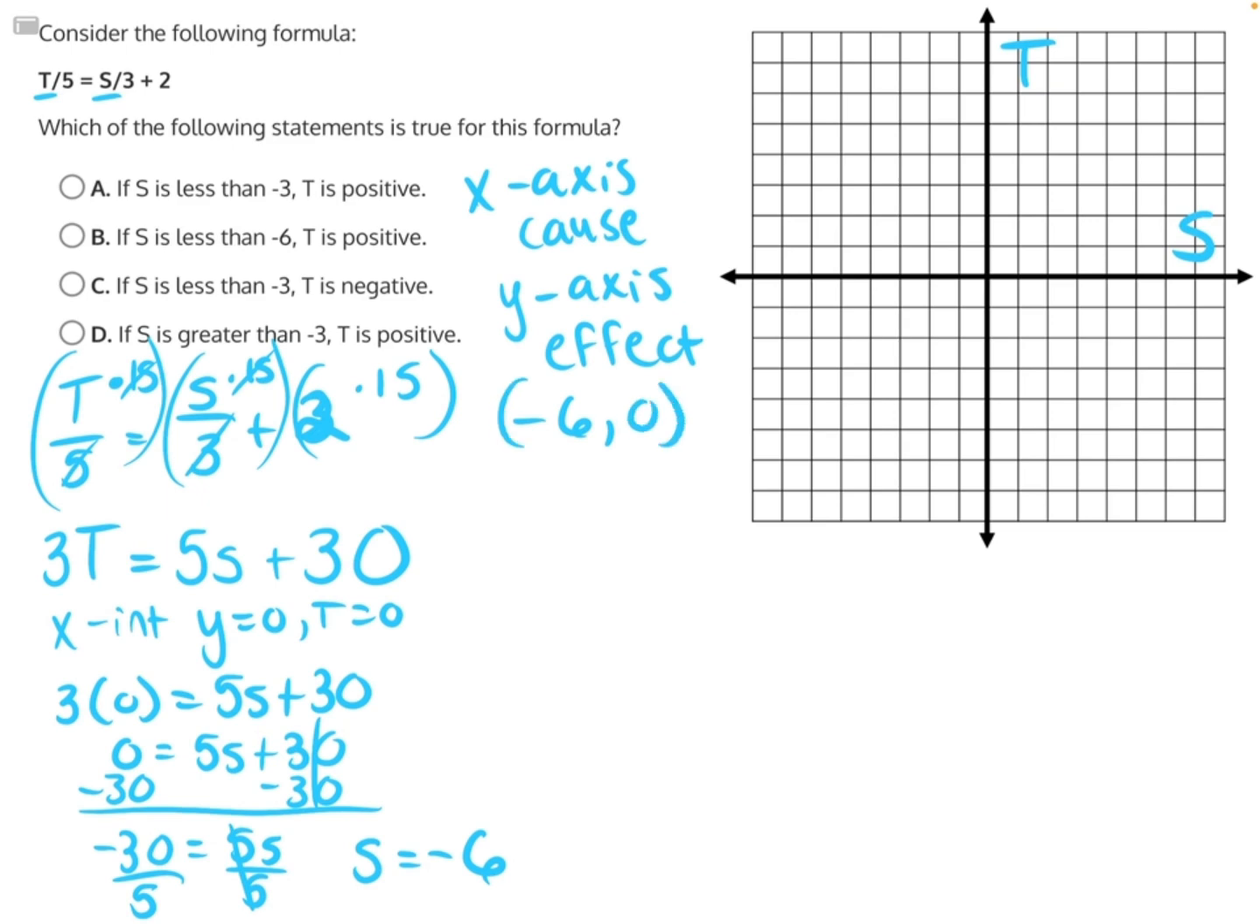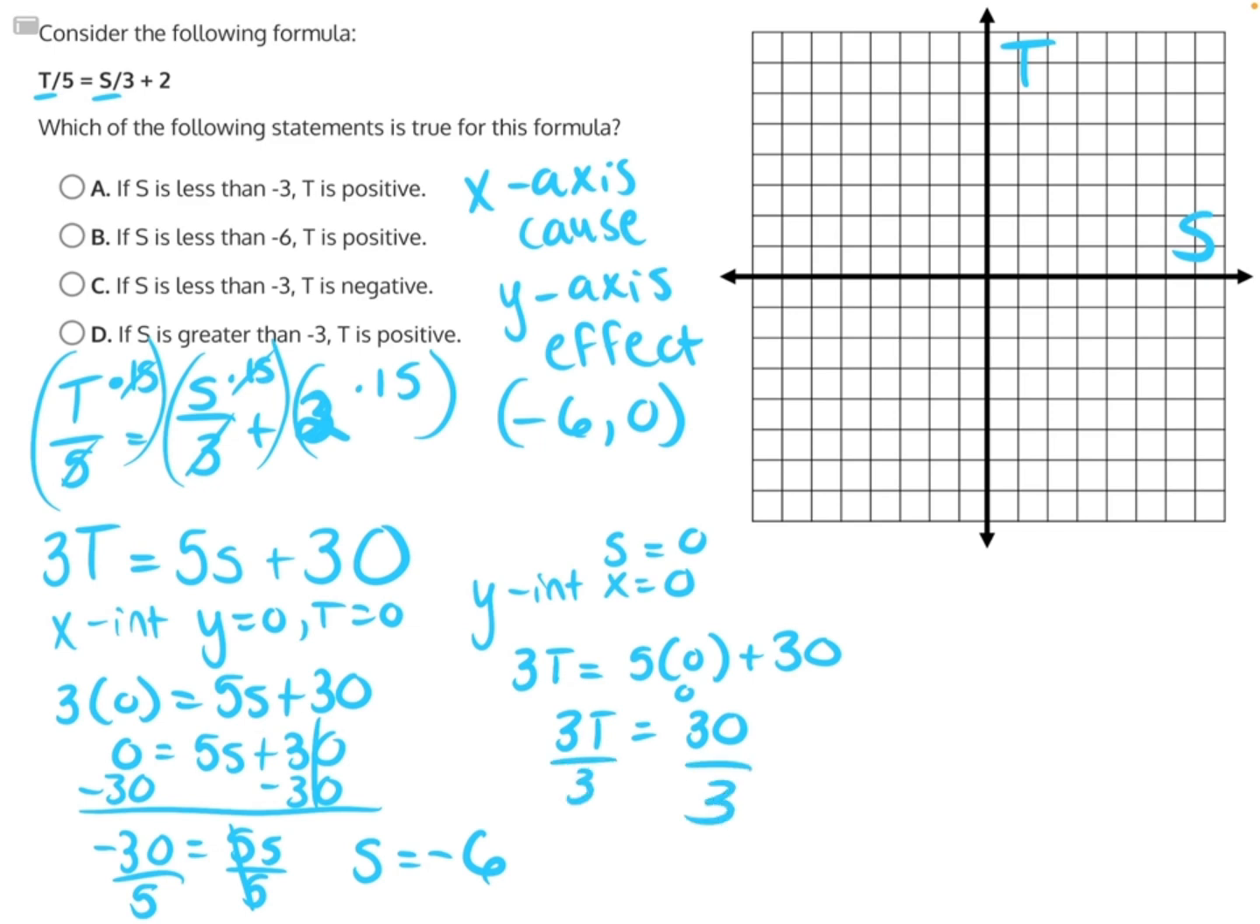Negative 30 divided by 5 will give us s equals negative 6, or the coordinate point negative 6, 0. Then we need to do our y-intercept. Our y-intercept is when x is going to equal 0, or in this case, when s is going to equal 0. So let's plug that in. 3t equals 5 times 0, plus 30. 5 times 0 would just give us 0, so that would leave us with 30 on the right-hand side. 3 is being multiplied to t, so the opposite operation is to divide both sides by 3, which will give us t equals 30 divided by 3 is 10, or the coordinate point 0, 10.